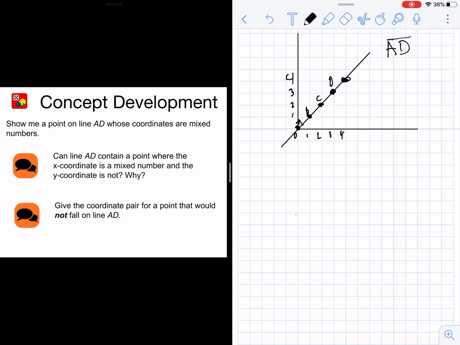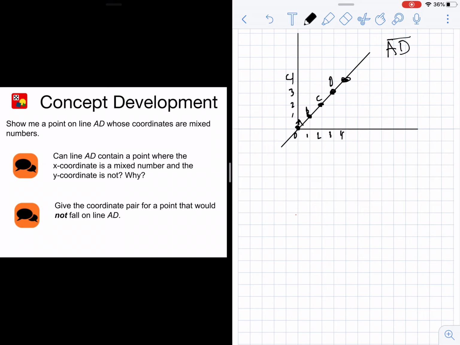Show me a point on line AD whose coordinates are mixed numbers. Can line AD contain a point where the X coordinate is a mixed number and the Y coordinate is not? No, it cannot. Okay, the X and Y coordinates have to be equal if a point is going to land right on this line.